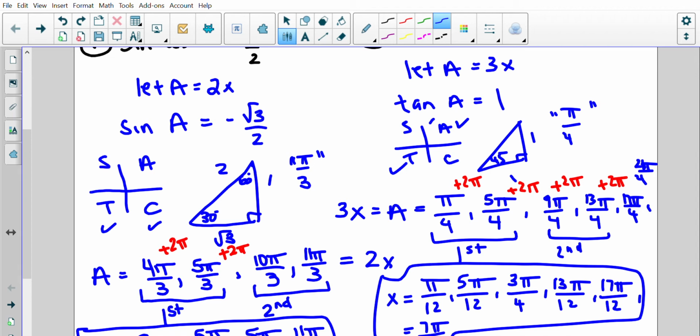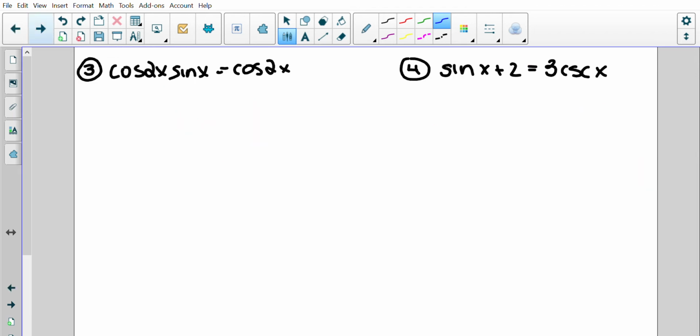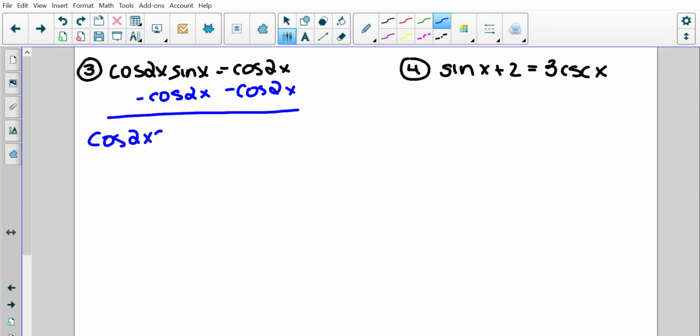Okay, so now let's move on to another example. Example 3 might be a good one where if you guys want to pause the video and try it on your own, you can certainly do that. But if I were to go about this problem, what I would do first is I would subtract over this cosine 2x, just so it's on the same side of the equation. So we get cosine 2x sine x minus cosine 2x equals 0.